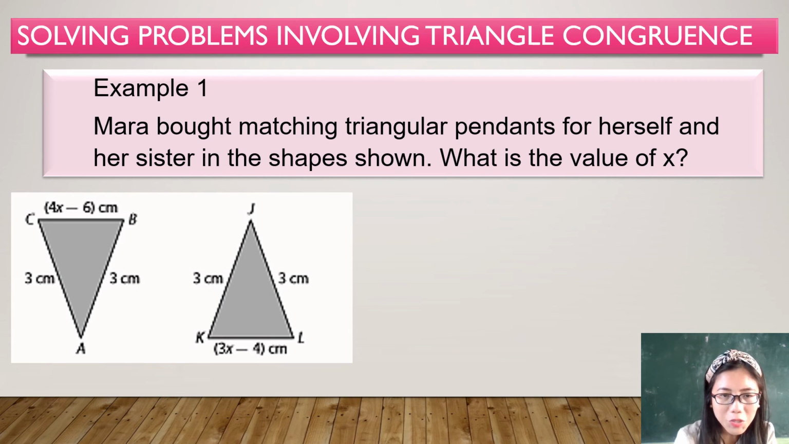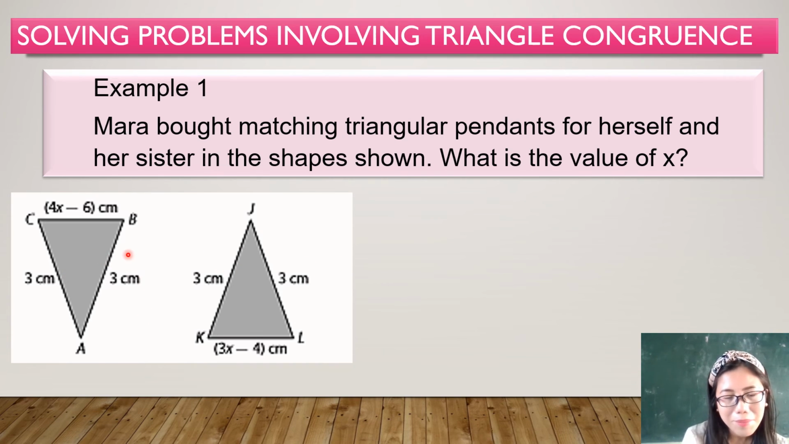So you have their triangular pendants, triangle ABC and triangle JKL. As you see here, AB corresponds to segment JK. They have the same measure, 3 centimeters, so they are congruent. Segment AC also corresponds to segment JL. They are both 3 centimeters, meaning to say they are congruent also.